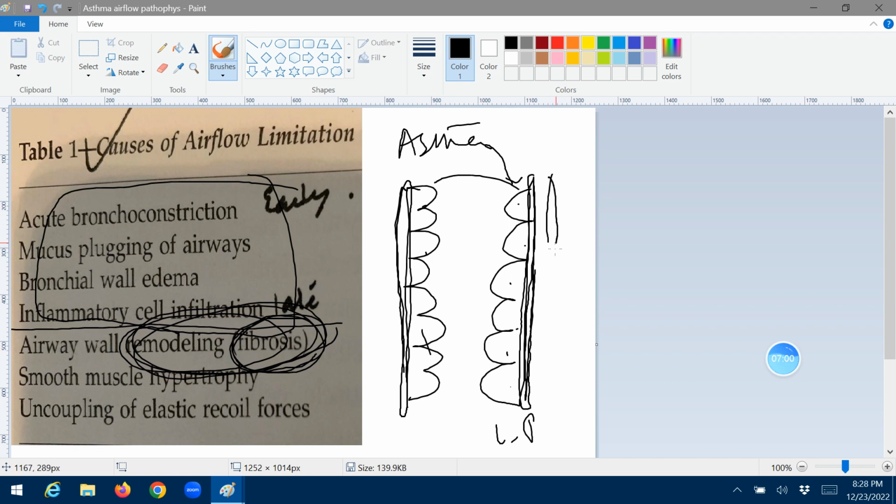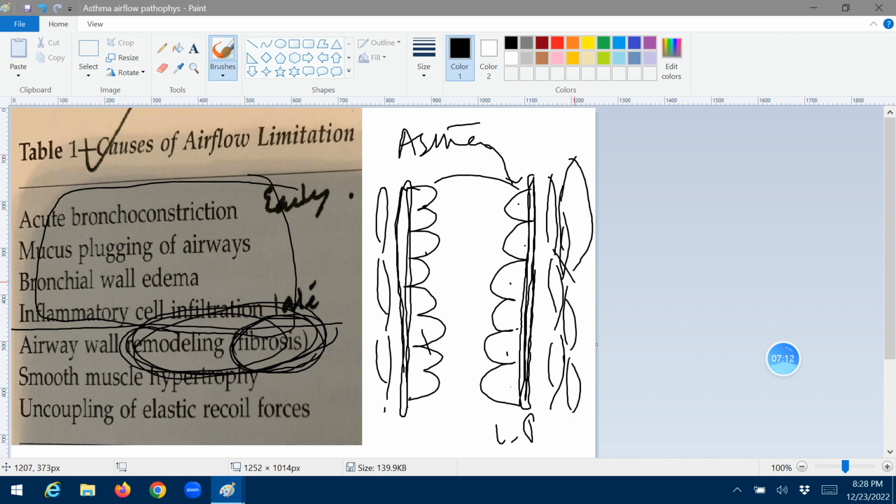And then the last part we want to remember is that there is a smooth muscle layer in the airway that is going to get remodeled later on, maybe hypertrophied, or some fibrosis permanently, and hence is going to affect the elastic recoil forces in the airway.